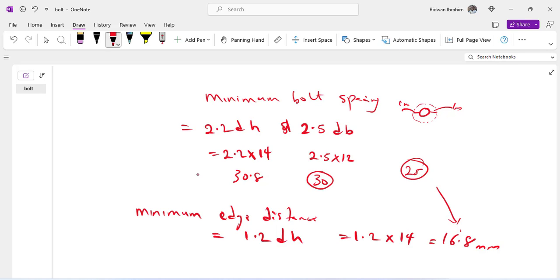So it's not just about checking your bearing capacity against your shear force. You also need to check your edge distance, because the edge distance will aid the bearing. So that will be all for anchor design. We have checked for the capacity and we have also checked for the spacing and edge distance.